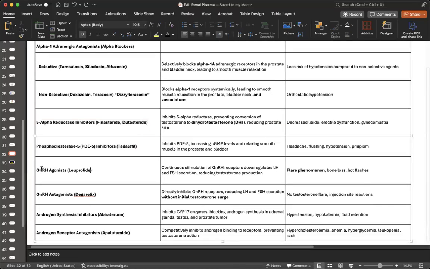Now also remember these GnRH agonists. You can either mess with GnRH or the androgen synthesis. With GnRH, you either continuously stimulate it, which can lead to a flare phenomenon, or you do not continuously stimulate it, and that's going to be degarelix. And then remember the enzyme is important. CYP17 is the enzyme. It is related to androgen synthesis.